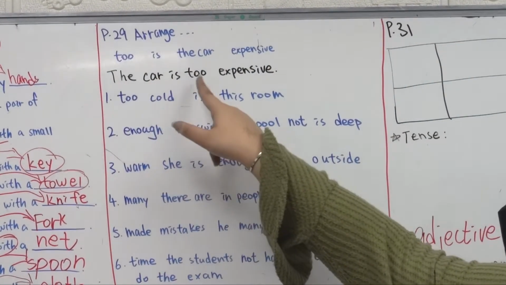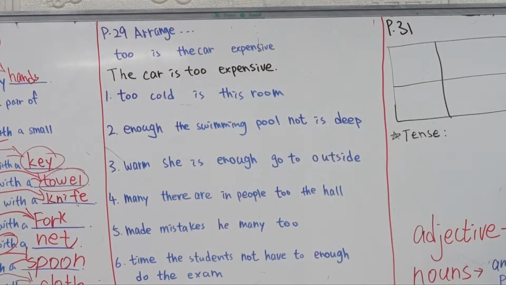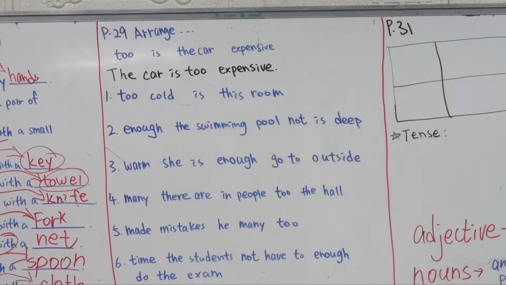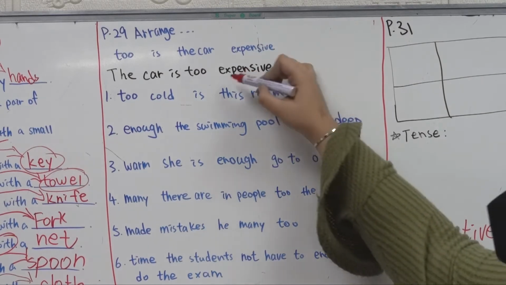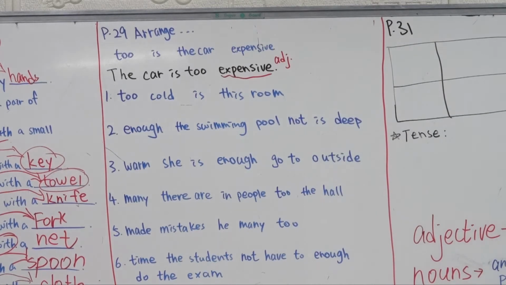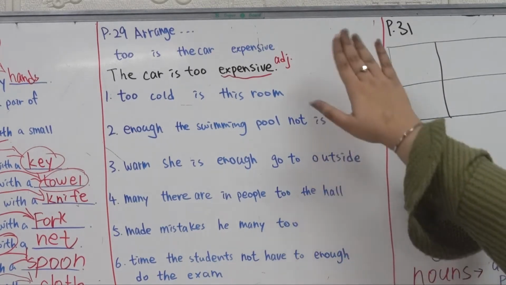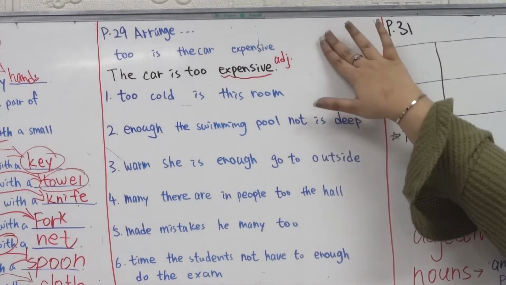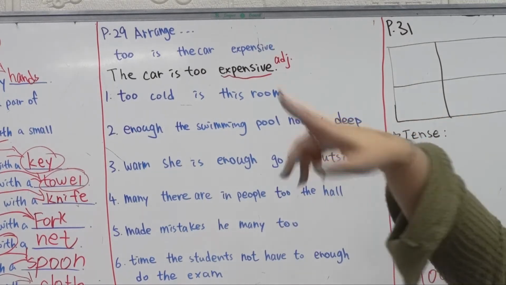The car is too expensive. So as you know, too is just followed by an adjective or adverb, right? So here, expensive. Expensive is an adverb or adjective? Expensive is an adjective here, okay? Adjective. Get it? Too. It has a negative meaning, right? The car is too expensive. It means this person is not able to afford it because it's too expensive.